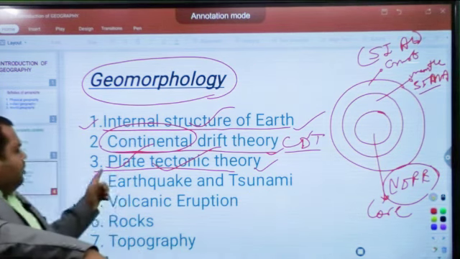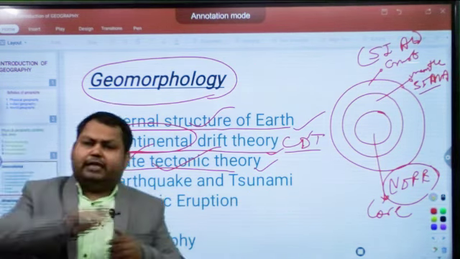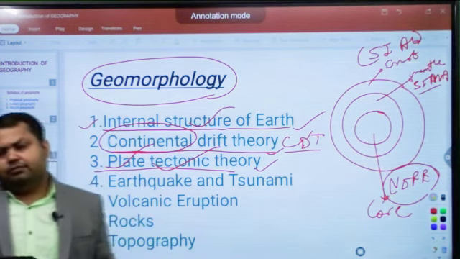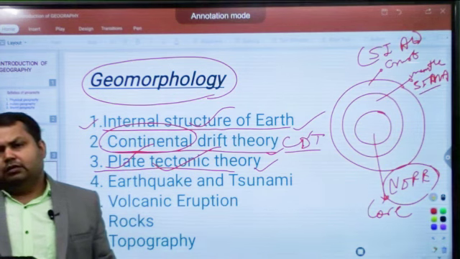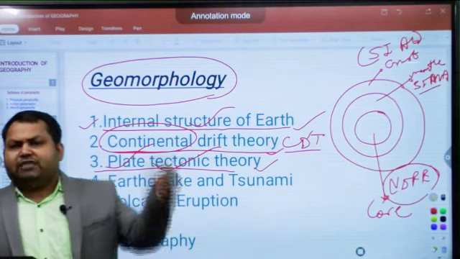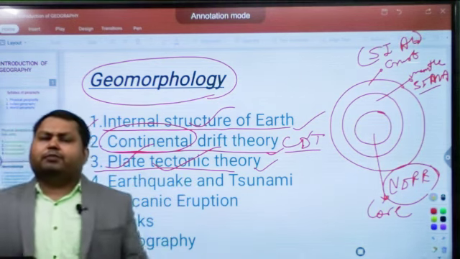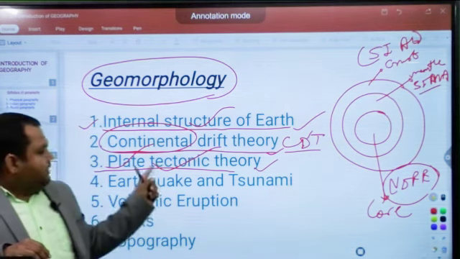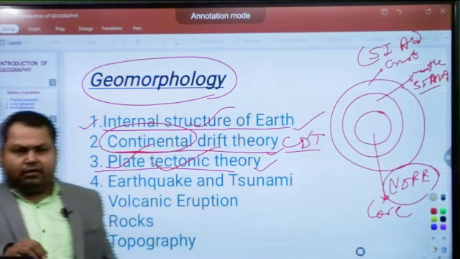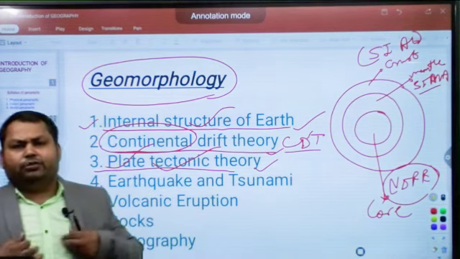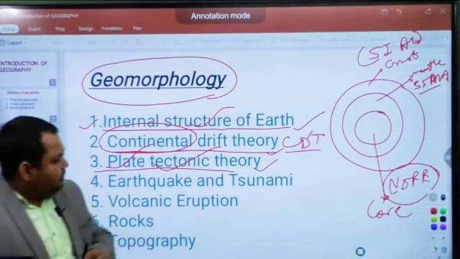This theory of plate tectonics is able to explain the formation of each and every kind of landform as well as the occurrence of geological phenomena with 95% accuracy. That's why plate tectonic theory is an advancement over continental drift theory.